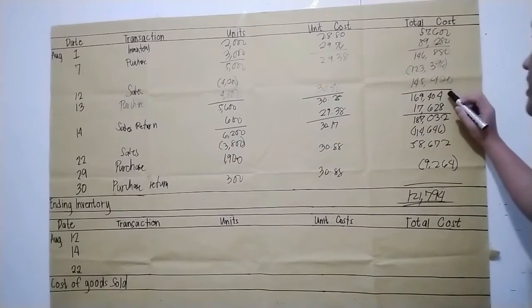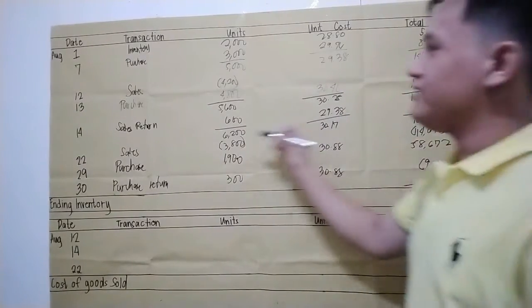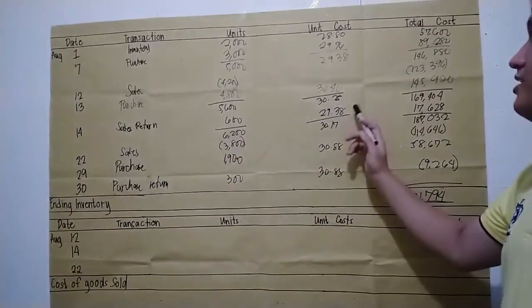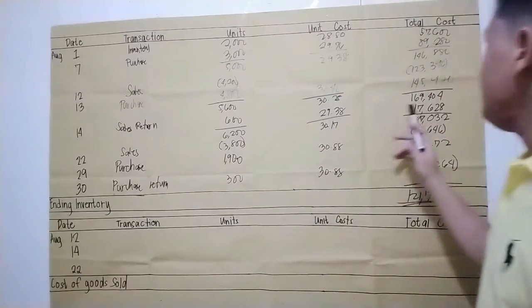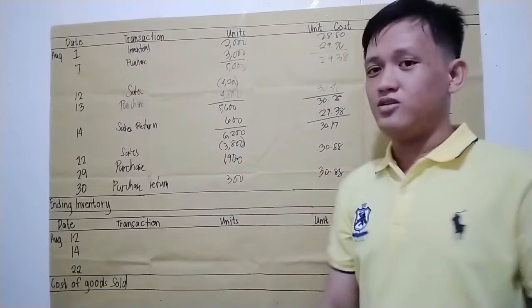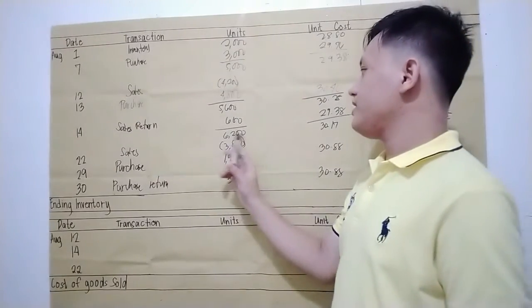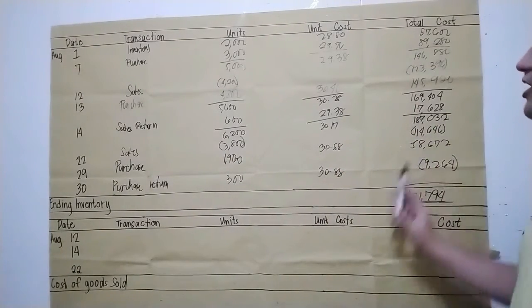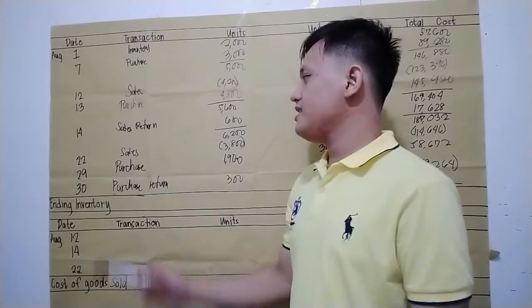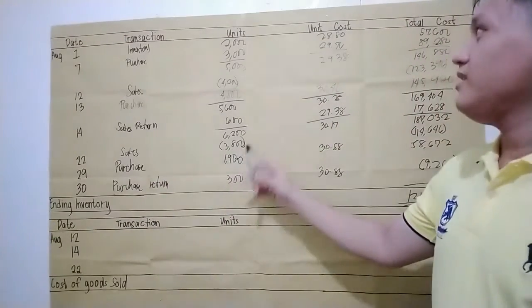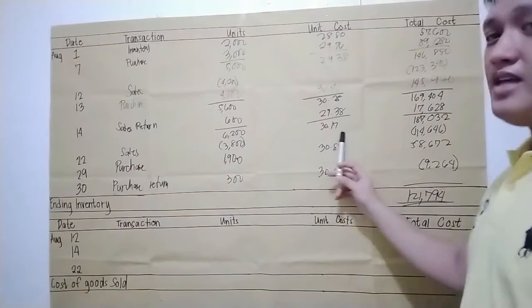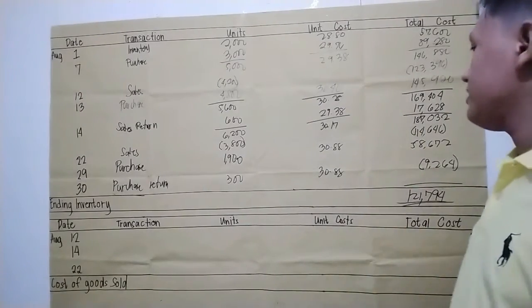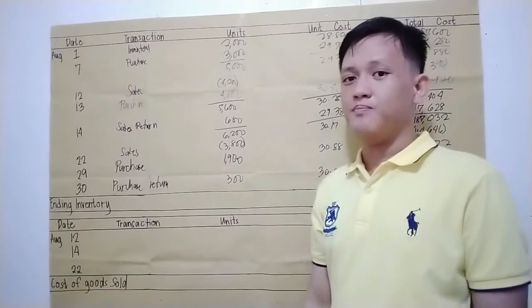The answer is 169,404. Next, from August 14, it has a transaction of sales return, which is 600. Its unit cost is 29.38, and it has a total cost of 70,628. So a total of 6,200, 30.17, and 187,032. From August 22, it has sales of 3,800 in units. It doesn't have a unit cost since it is a sale, and its total cost is 140,646. That will be deducted from the balance.